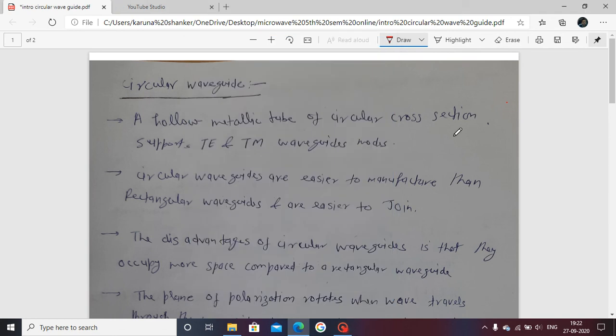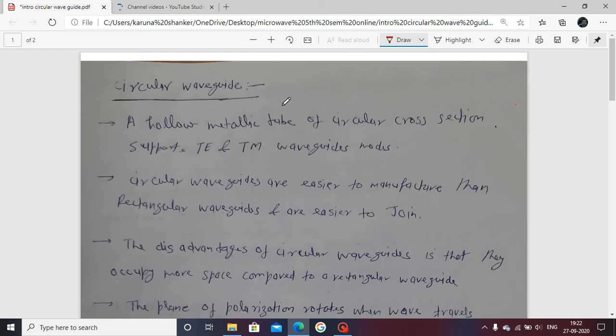Today, our lecture is on the circular waveguide. We have already seen the rectangular waveguide. In this circular waveguide, the cross section is taken as a circular form. That is called a circular waveguide.